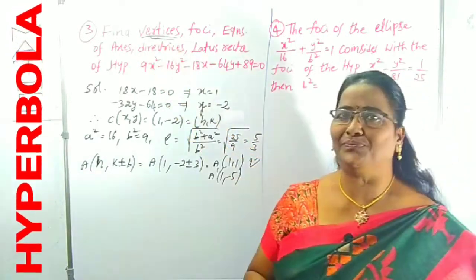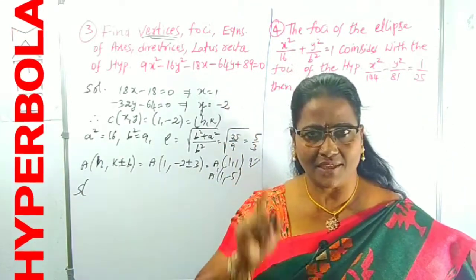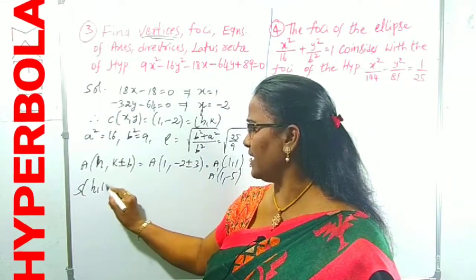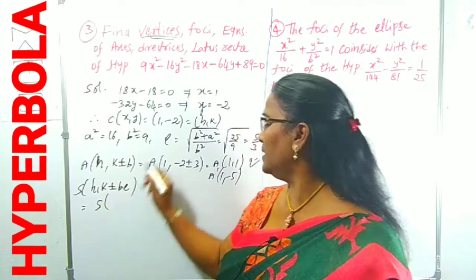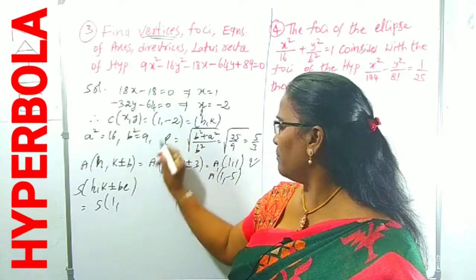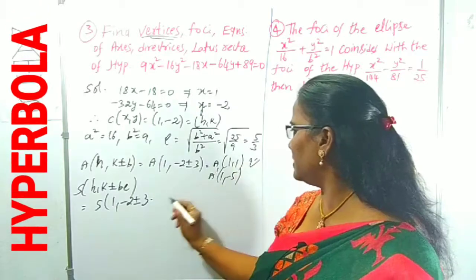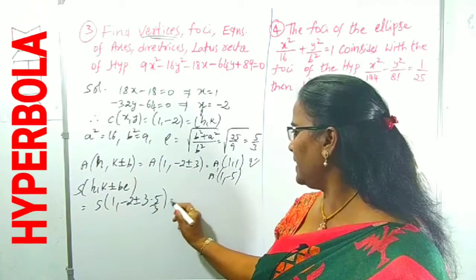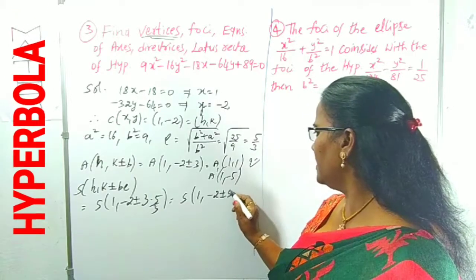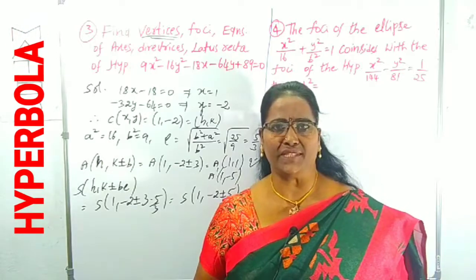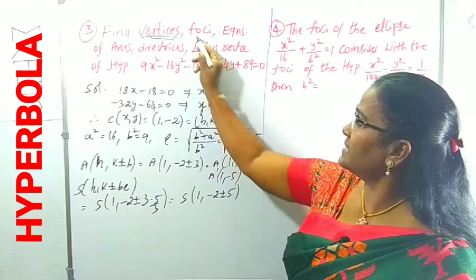This part is closed. Now what is it asking me? For the foci. What is the formula for this? Exactly, h comma k plus or minus b e. So h is clearly 1, comma, k is minus 2, plus or minus b e. B is 3 and e is 5 by 3. The 3 gets cancelled. Therefore, 1 comma minus 2 plus or minus 5. So here also we get two foci, with plus 5 and with minus 5. You can do it. Now this part for the foci is over.